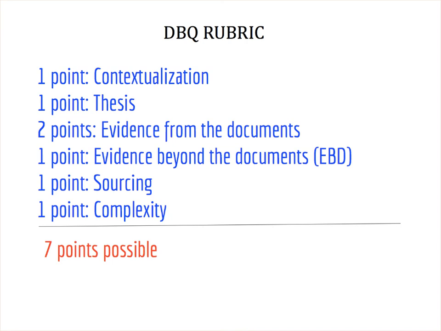And so we have the various rubric expectations for the DBQ. Contextualization of the historical development in question; thesis, an historically defensible argument in response to the prompt; evidence from the documents, using at least 6 of the documents; evidence beyond the documents, the inclusion of at least one piece of outside evidence to support the thesis; sourcing, addressing the sourcing of at least 3 documents; and complexity, demonstrating a complex understanding of the historical development in question.